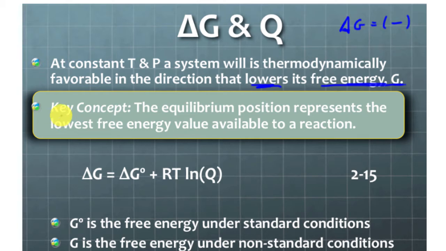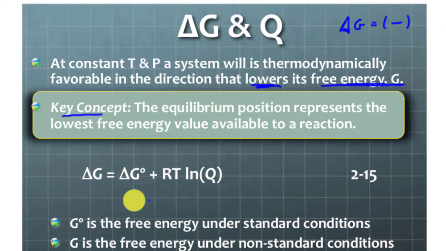Now, one of the key concepts to think about here is that the equilibrium position represents the lowest free energy possible. I'll go over this a little more in class, but I really want to get to the stuff that's important here. Reactions aren't going to go to completion, they're really going to go to equilibrium. You would think that to lower the free energy of the system, we would want it to go completely to the products, but actually the lowest free energy is offered by the equilibrium position.